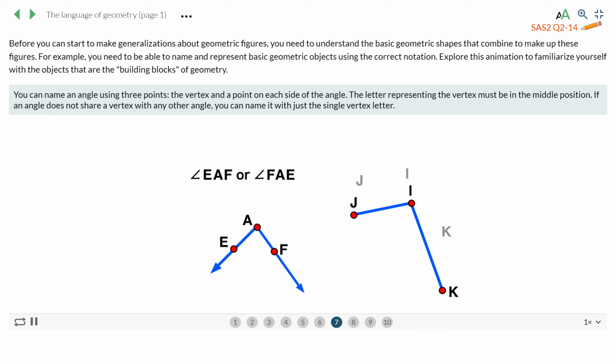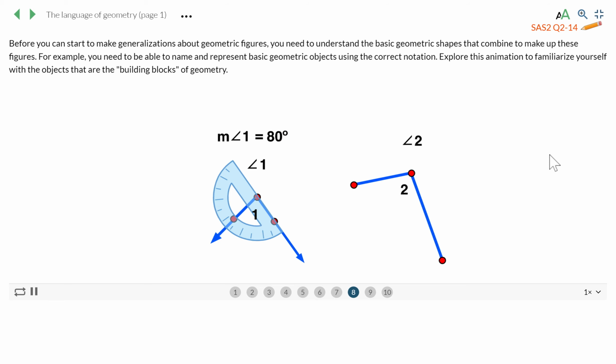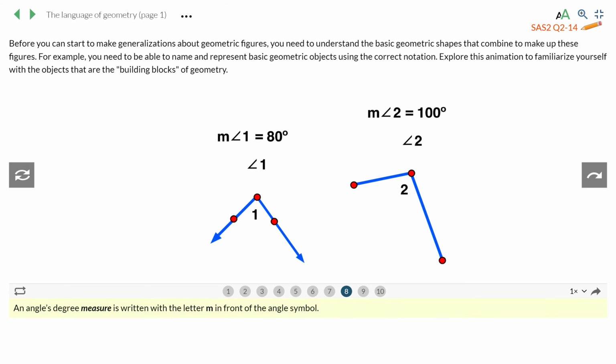You can name an angle using 3 points: the vertex and a point on each side of the angle. The letter representing the vertex must be in the middle position. If an angle does not share a vertex with any other angle, you can name it with just the single vertex letter. Sometimes you will see an angle named using a number inside of the angle. An angle's degree measure is written with the letter M in front of the angle symbol.